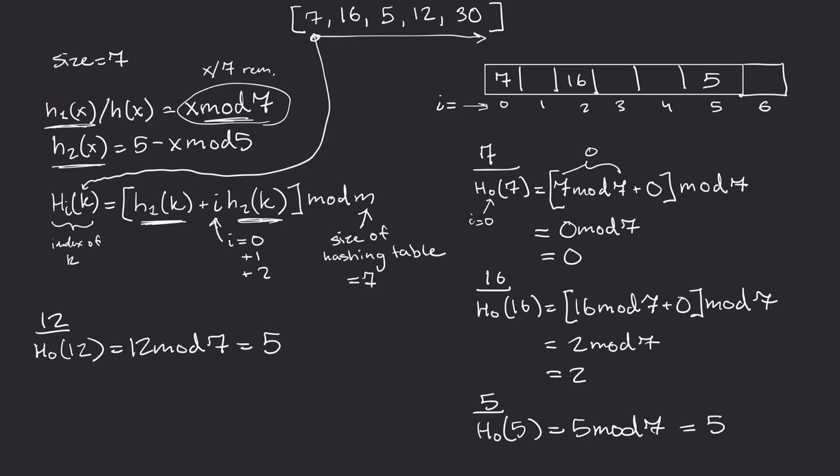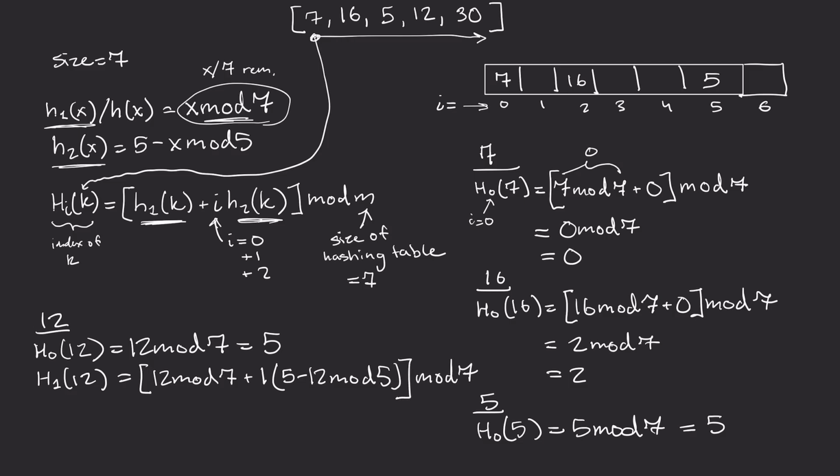Now, what happens now? Because we have an element in 5 already. Well, that's where the second hashing function comes in. We're going to calculate now h1 of 12. We simply increment i until we find an index which isn't taken for the number to go into. So h1 of 12 is going to be equal to 12 mod 7 plus 1 times 5 minus 12 mod 5.